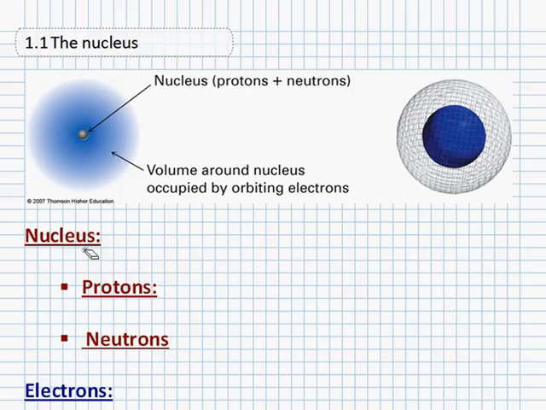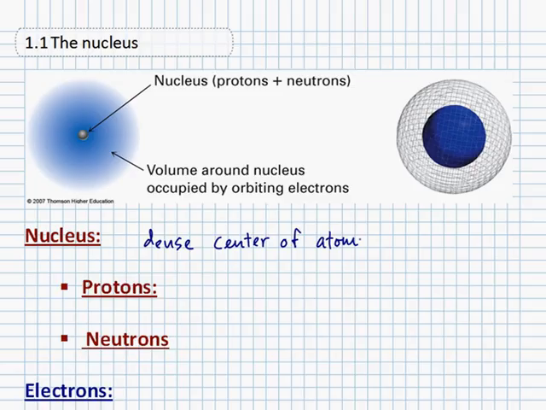The nucleus, right? That's, of course, the dense center of an atom. And when I say dense, I don't mean just kind of dense. I mean really, really dense. I mean almost all of the mass of the atom is contained within this tiny, tiny structure in the very center of it, right? So the nucleus, it contains protons and neutrons.